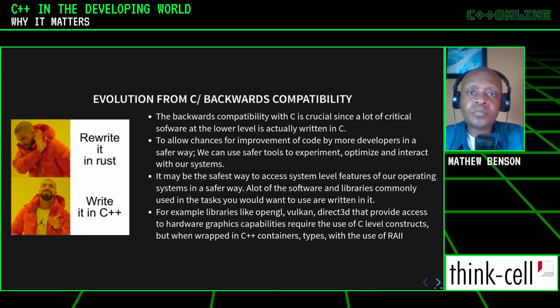I think these important libraries, the OpenGLs, Vulkan, Direct3D, they're all C level constructs, but C++ is the way to wrap that functionality and create abstractions that are better able to express what we really, really want to do with our computers.